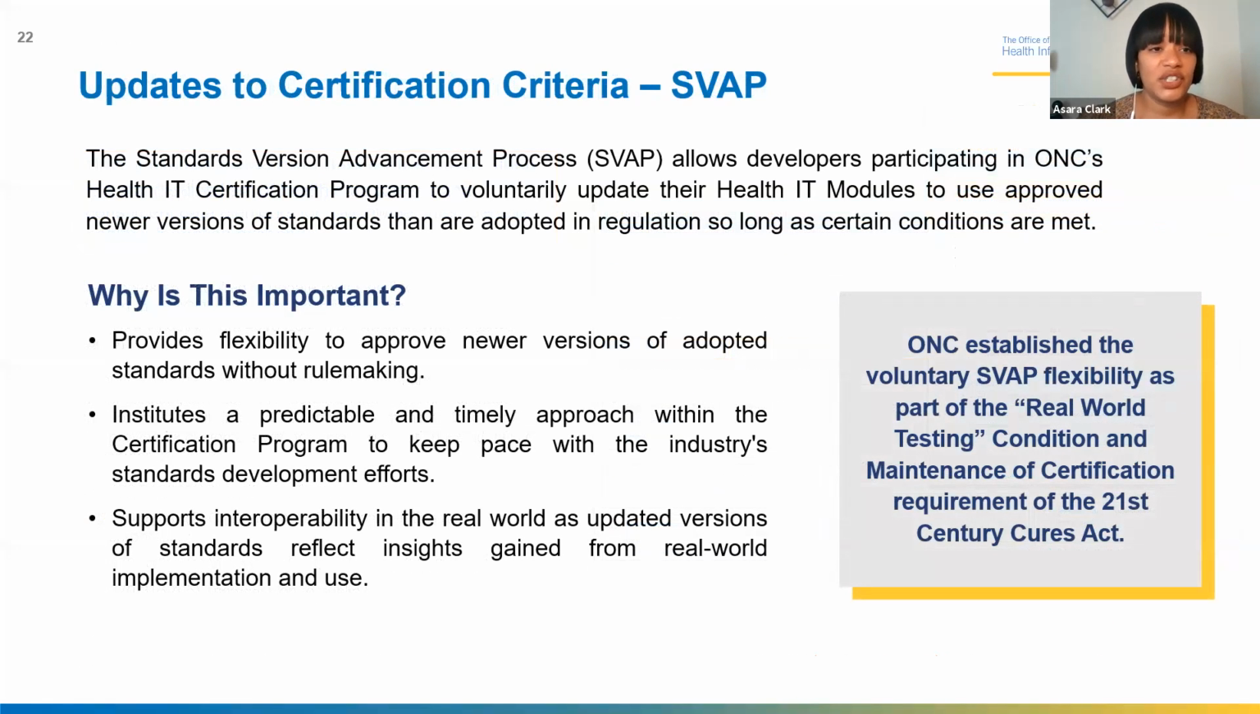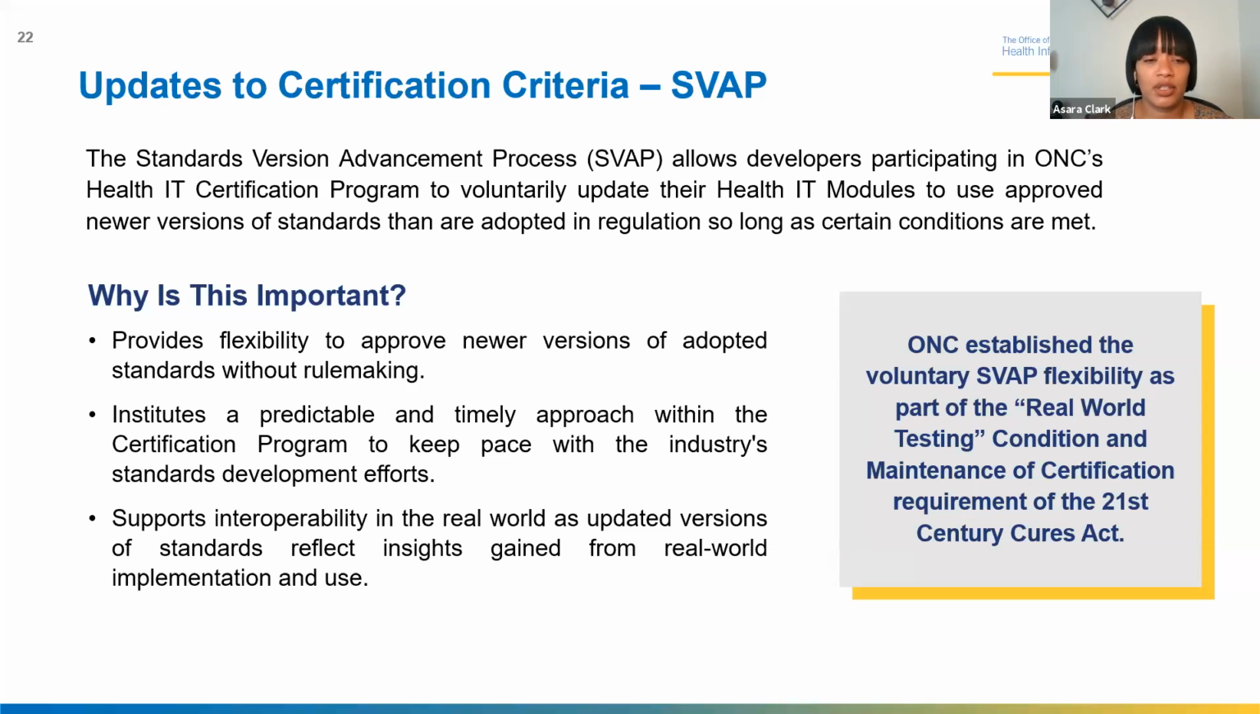Now I'm going to get into the standards version advancement process. I want to give you guys a little bit more information on this. It's a flexibility, again, that allows you to voluntarily update your health IT modules to use the approved newer versions of standards that have been adopted in regulation. Okay. Now, updates with standards are usually incorporated by reference through a rulemaking process. I'm sure if you've been involved with the certification program for some time, you understand how that might have put us behind industry advancements and industry updates.